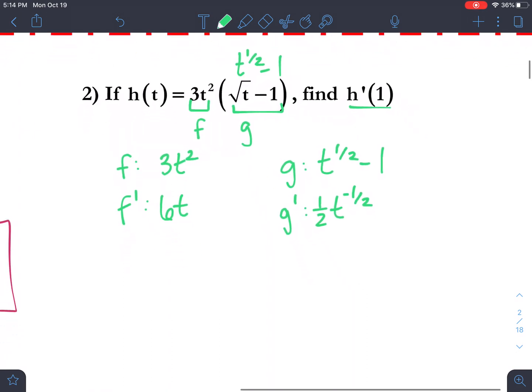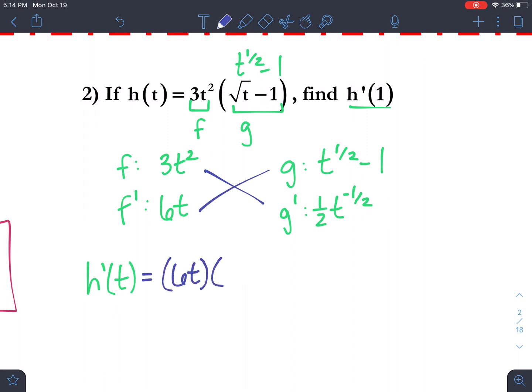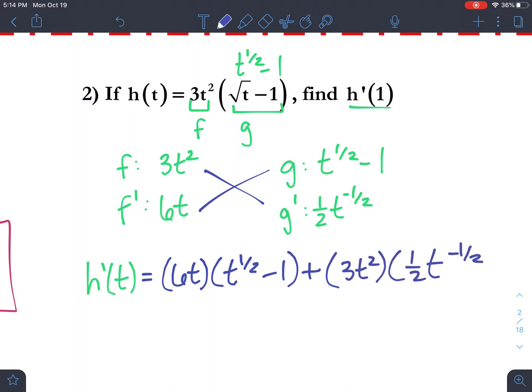All right, so as we write h prime of t, again, really what you're doing here, guys, is you're doing these two plus these two. So multiply f prime times g plus f times g prime. So f prime times g plus f times g prime.